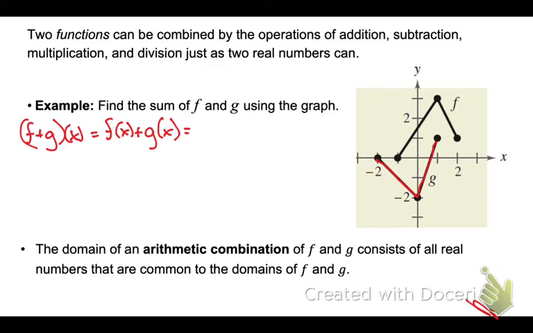f on the top. So at -2, does f exist? At -2, does f exist? No. So can we add it? No. Okay. So -1, do they both exist? Yes. Okay. What do you get? 0 plus -1 is what? -1.